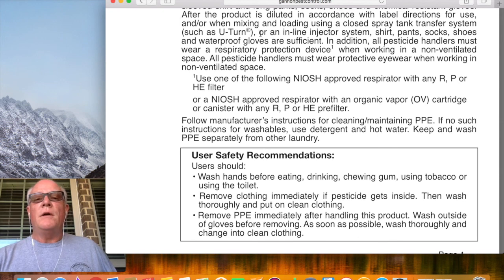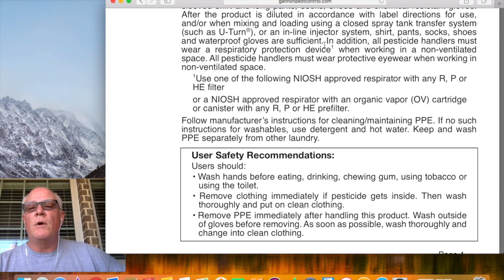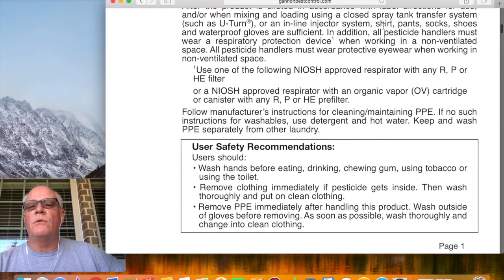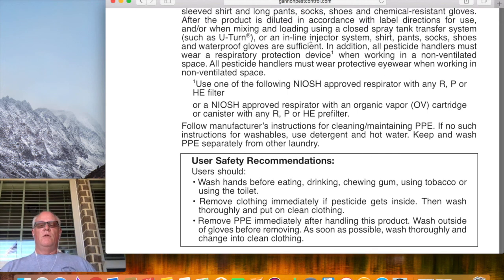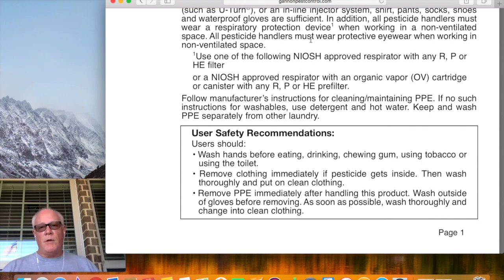It says that after the product is diluted in accordance with label directions for use and or when mixing and loading, using a closed spray tank transfer system, such as a U-turn or an inline injector system, shirt, pants, socks, shoes, and waterproof gloves are sufficient. Okay, so it's telling us here that when you're mixing this product, it was shirt, pants, socks, shoes, and waterproof gloves are sufficient. All right. So it's saying that you don't have to wear a respirator. You don't have to wear a lot of extra protective equipment for this particular chemical, that just simply having a shirt, pants, socks, shoes, waterproof gloves, that's okay to wear when you're mixing this.